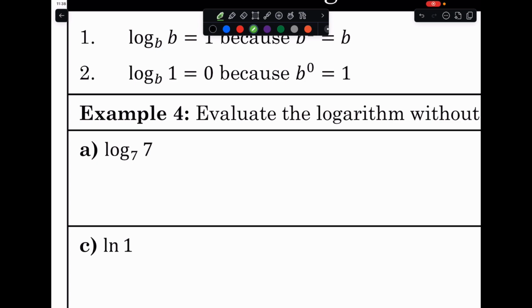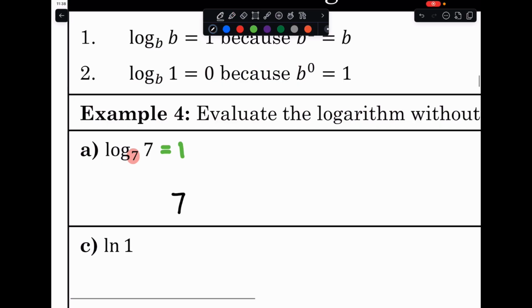Here, the answer is going to equal 1 because our base here is 7. So this base of 7 needs to be raised to the power of 1 in order to equal that value of 7, this value right there. So this is going to be our answer for that.